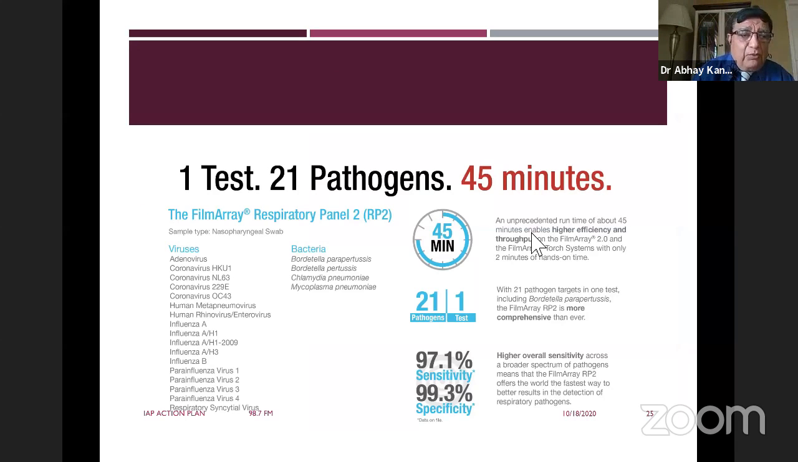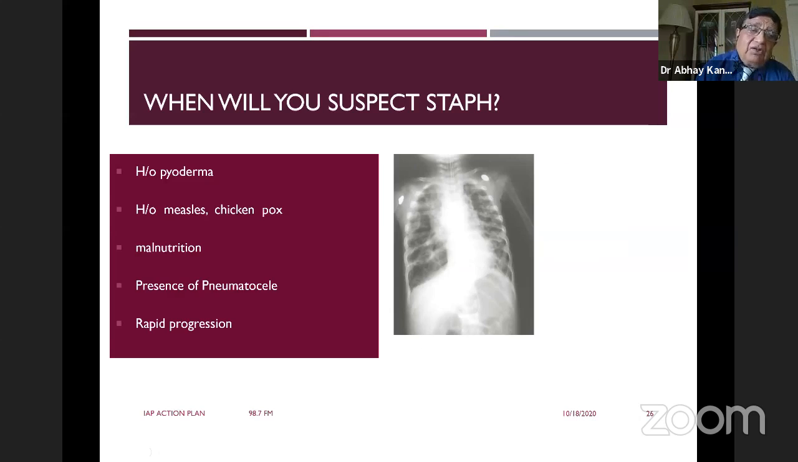Now, we have a wonderful tool, the BioFire respiratory panel, which detects 21 pathogens in 45 minutes. But probably we should stay away from routine recommendation of this, as done in some of the corporates. It should be used only in very selected cases and is not required in all cases.